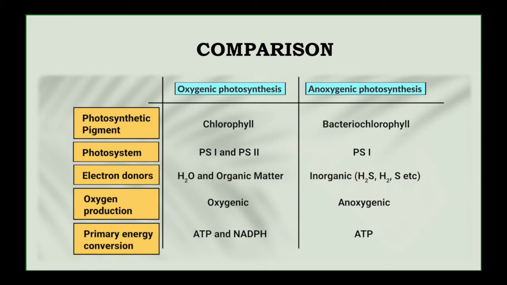Of course, in oxygenic photosynthesis, there will be two distinct photosystems, photosystem 1 and photosystem 2. But in case of anoxygenic photosynthesis, there is only one photosystem, and only cyclic photophosphorylation is operating. Here the electron donor in case of oxygenic photosynthesis will be water, but for anoxygenic it will be H2S or other compounds. Oxygenic photosynthesis produces oxygen, and anoxygenic photosynthesis produces sulfur. And the primary energy converting processes will involve the production of ATP and NADPH for oxygenic one, and for anoxygenic one only ATP will be generated.